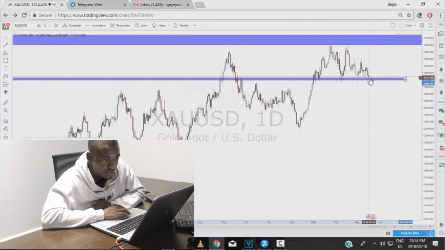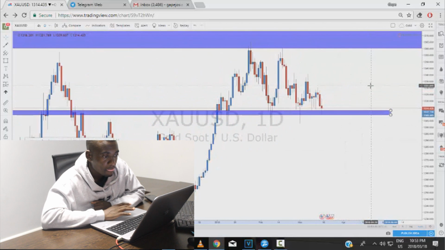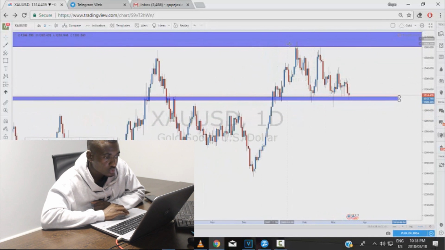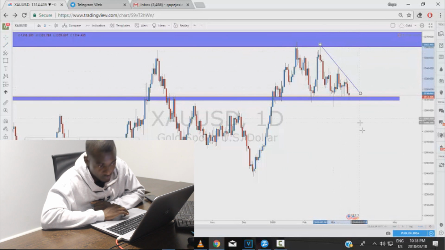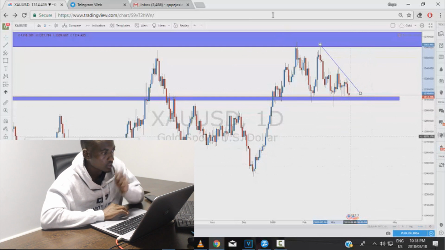But we only sell it once it breaks this 1310, 1309 region. Once it breaks it, I believe price is going to come back as low as 1243. But we just need to wait and see how it plays out. Also, this looks like a descending triangle in a way. If it's a descending triangle, price is playing around here, but then we may start breaking down.